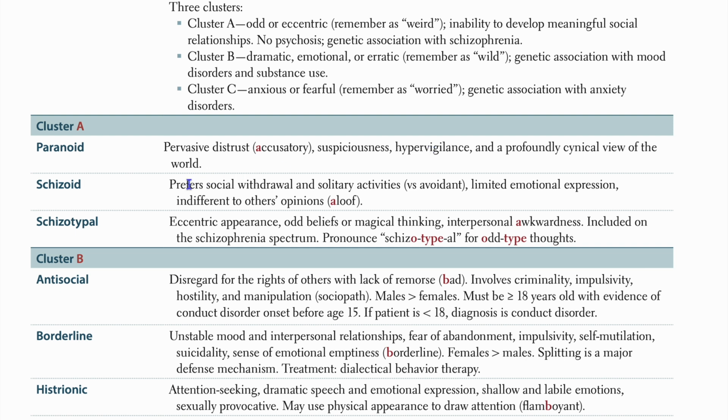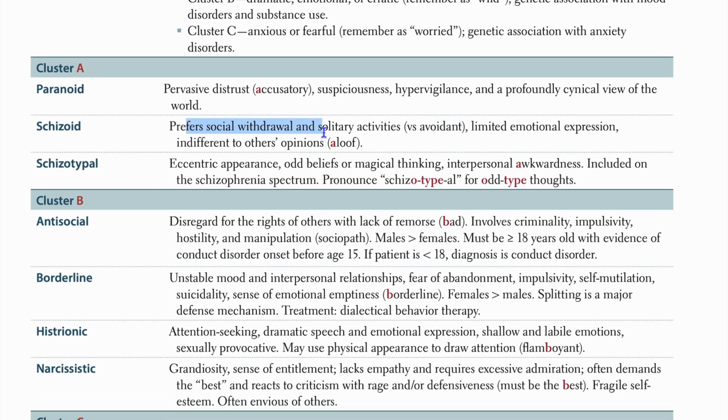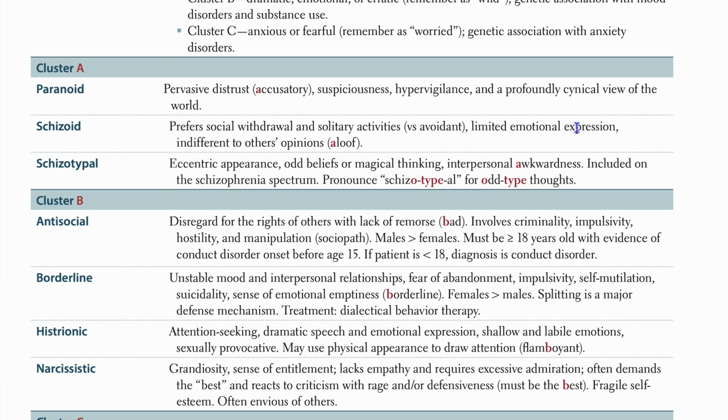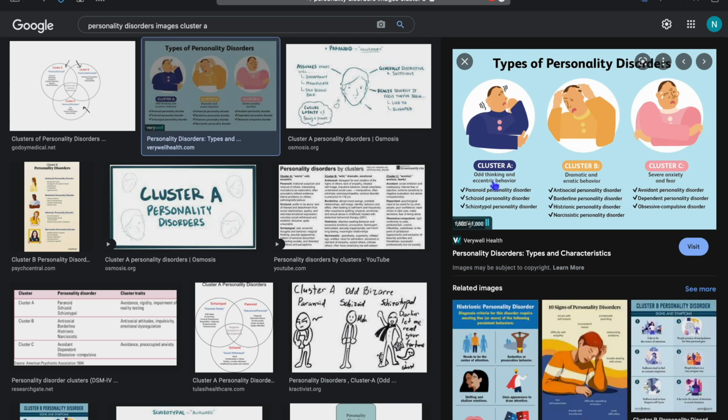And schizoid, they prefer social withdrawal and solitary activities, versus avoidant, that's type C. Okay, so they prefer to be alone and do things by themselves. Limited emotional expression, indifferent to others' opinion, and aloof. Okay, so we did those three: paranoid, schizoid, and schizotypal. So odd thinking or eccentric behavior, that's paranoid, schizoid, and schizotypal. Know the difference between the three.